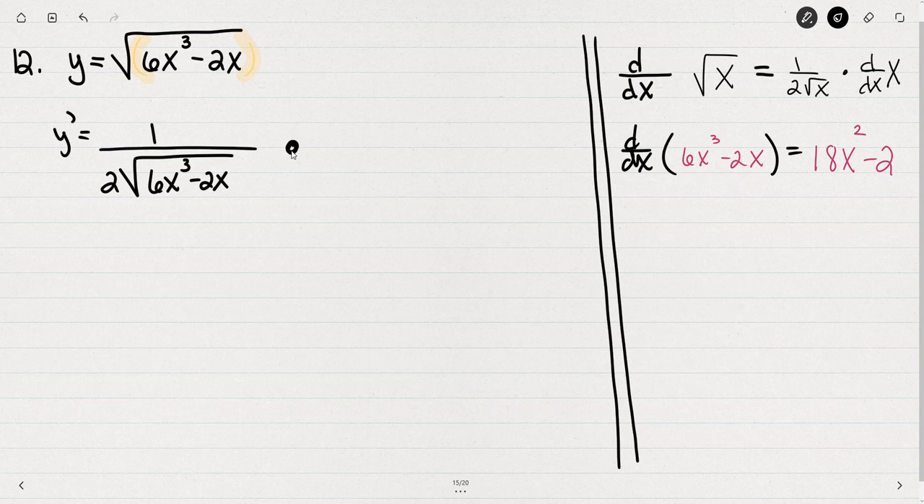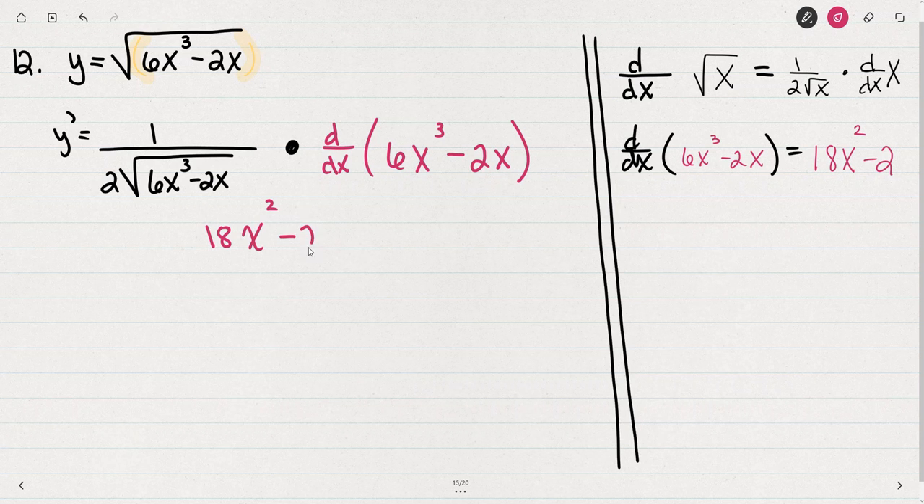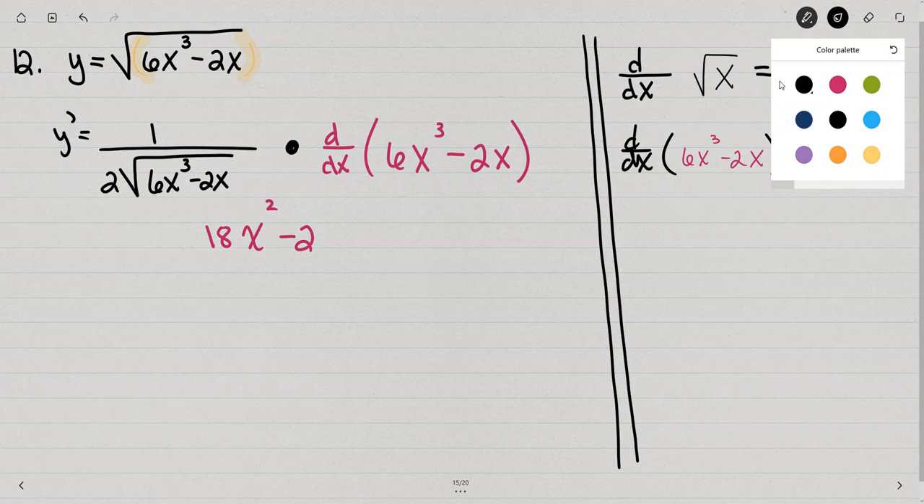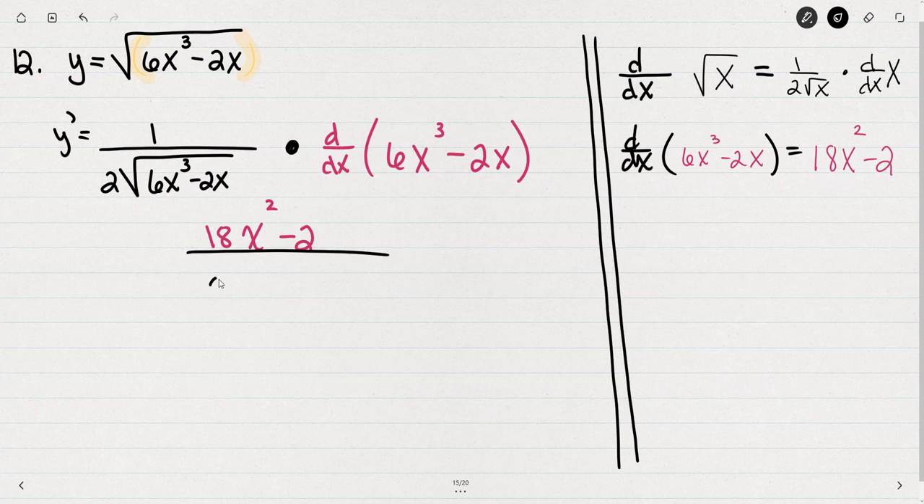Then I've got to remember to chain. So I'm going to say times the derivative with respect to x of the 6x cubed minus 2x. So the derivative of 6x cubed minus 2x is 18x squared minus 2. And then I have that over 2 times the square root of 6x cubed minus 2x.